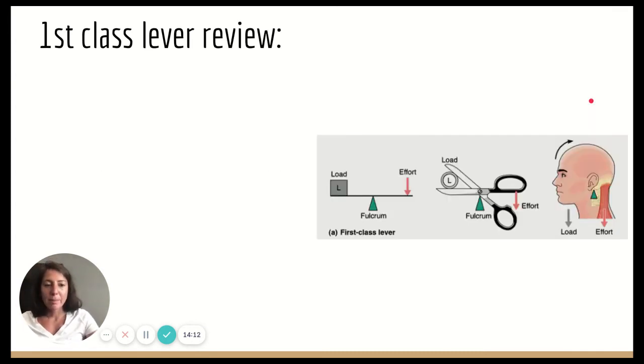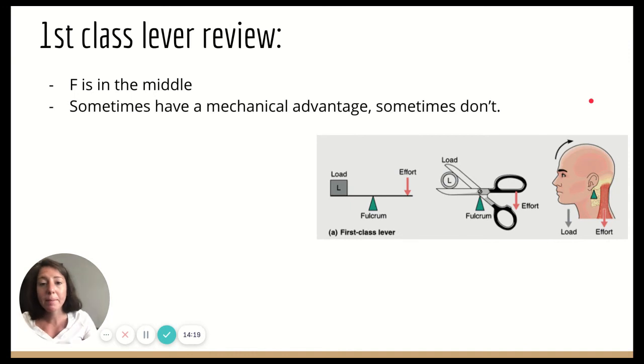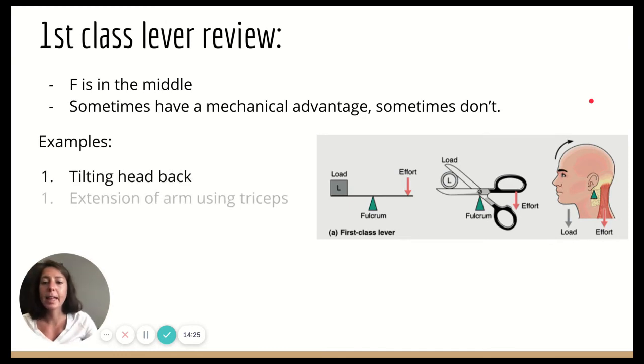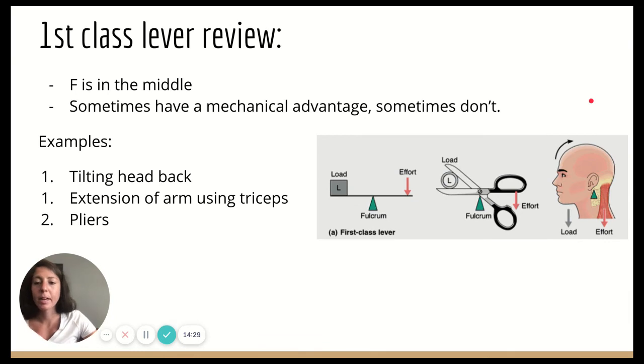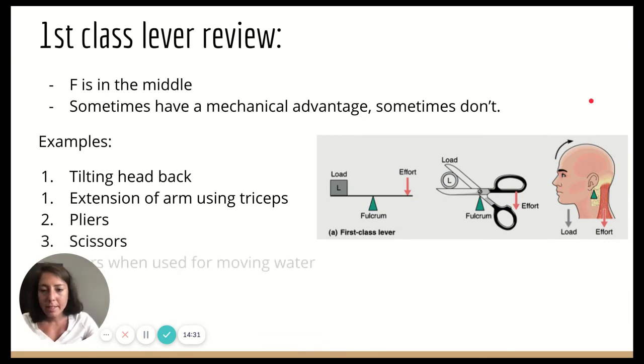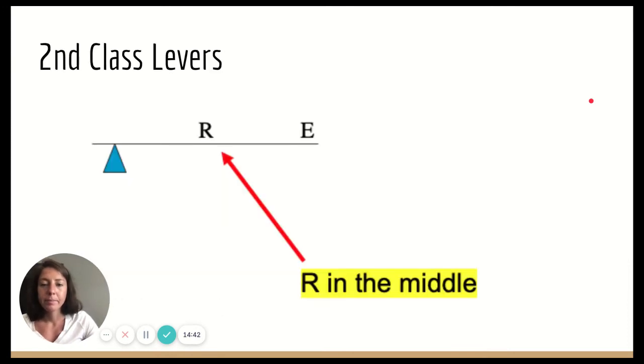So this should all be something you already have down, but just in review, we have F in the middle for first class levers. Sometimes they have a mechanical advantage and sometimes they don't. Some examples are tilting the head back, extending the arm using the triceps, sorry about the numbering, pliers, scissors, oars when used to move water, and a crowbar. So those are all examples of first class levers.